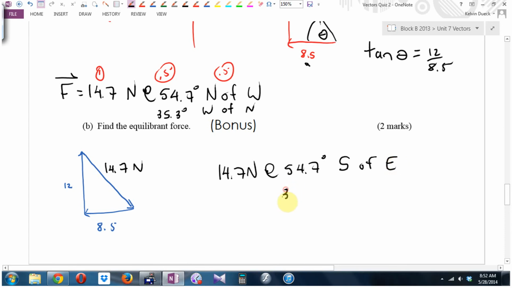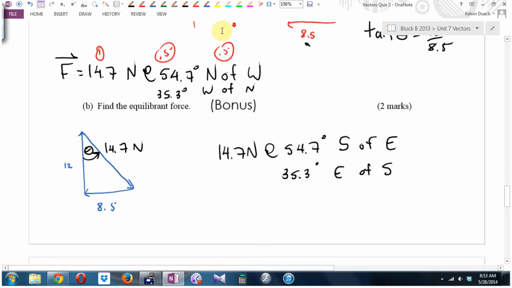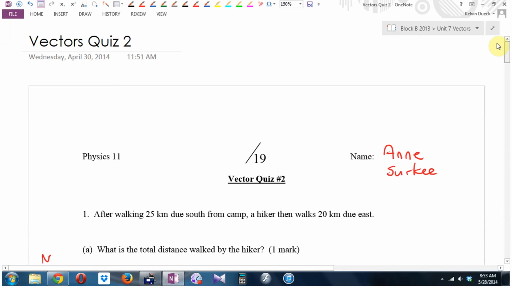Or 35.3 degrees east of south. And in fact, I think that's what I would find if I drew the picture. But the shortcut, if you want to cancel out a force, is it's going to be the same magnitude, the same angle, but north becomes south, west becomes east, and vice versa. You're what of what? That's the equilibrant. So if you got that, 2-mark bonus. Since it's bonus, all or nothing. Which means, by the way, I think this quiz is going to be out of 17, but I'll get back to that in a second.